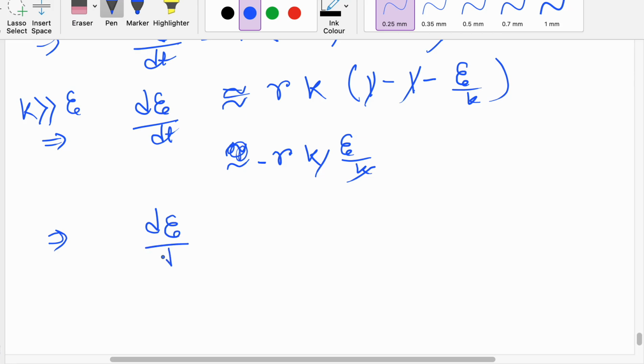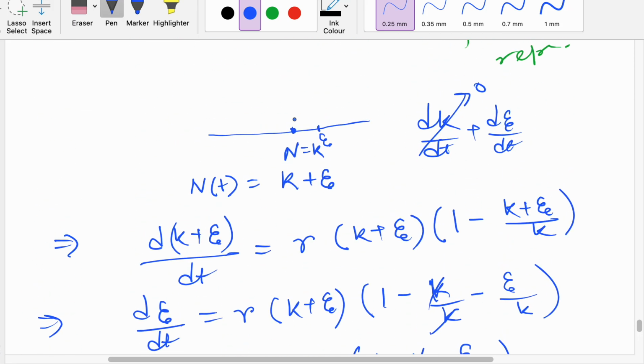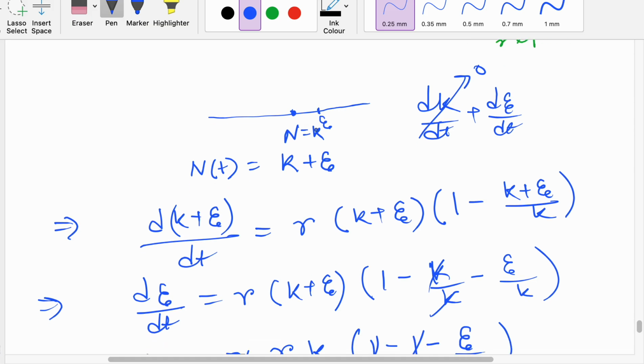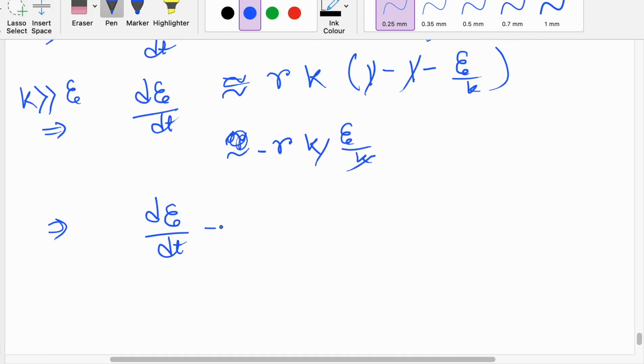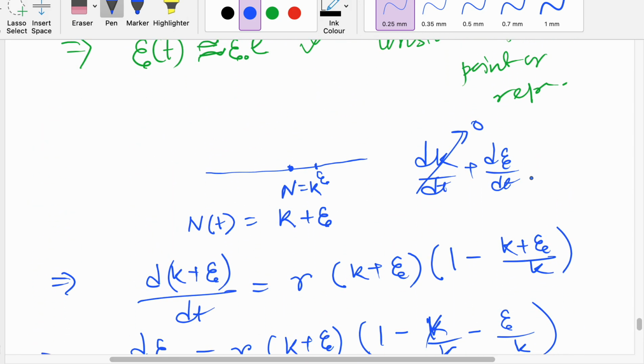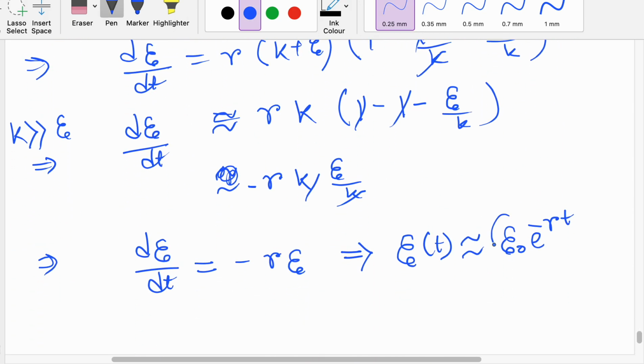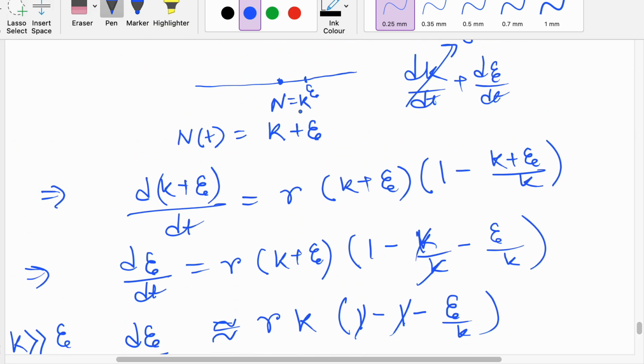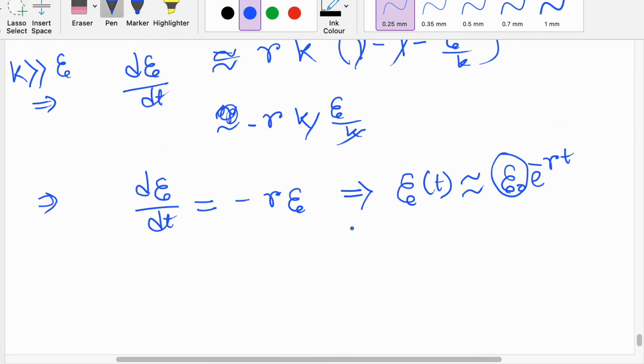So in the neighborhood of N equal to K, the distance between K and the current state of the population, that is epsilon, will look like d epsilon/dt equals minus r epsilon. Then if I solve this equation, epsilon(t) will become epsilon 0 e to the power minus rt. Now you see another interesting thing. If I start near to N equal to K, the distance will decrease with time.